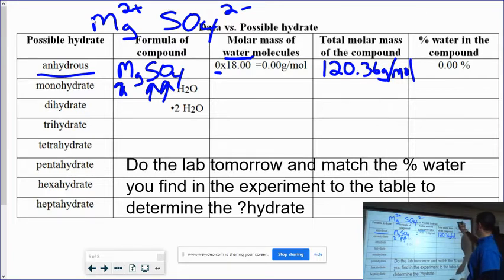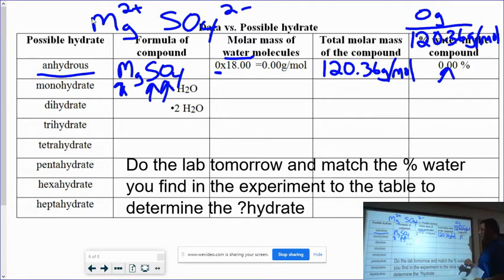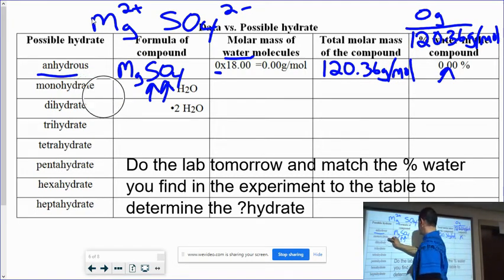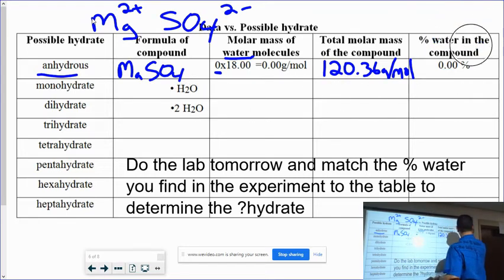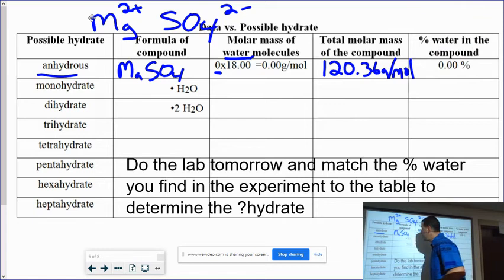And then the percent water in the compound. Well, there's 0 grams of water in the compound, and the total mass of the compound is 120.36 grams per mole, times 100. So you're going to get 0% water in the compound. We're going to do one more, and I'll give you the feel for what's going on, and then you're on your own to fill out the rest of them for magnesium sulfate.